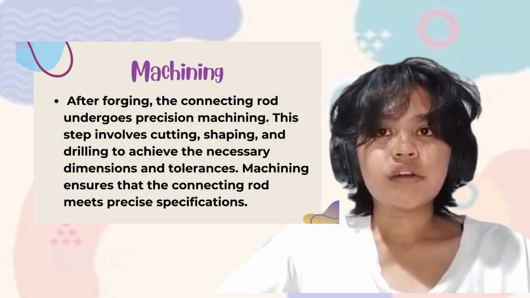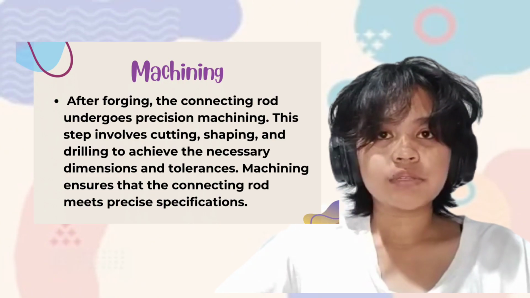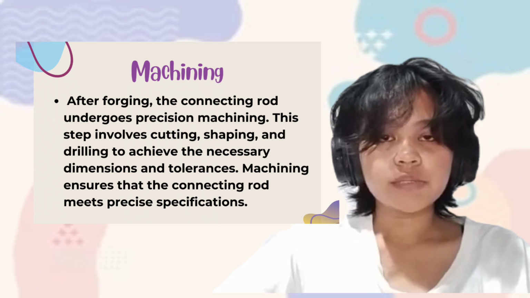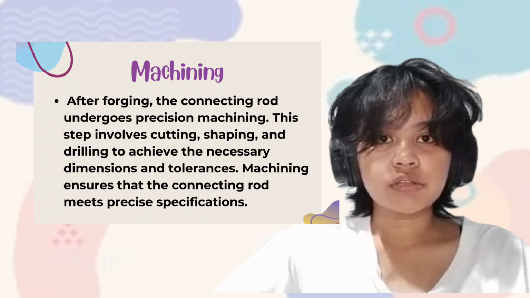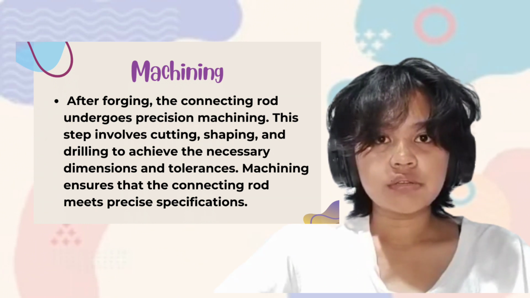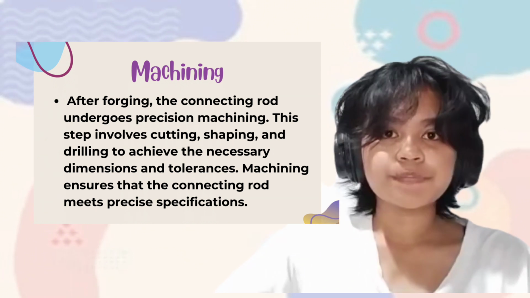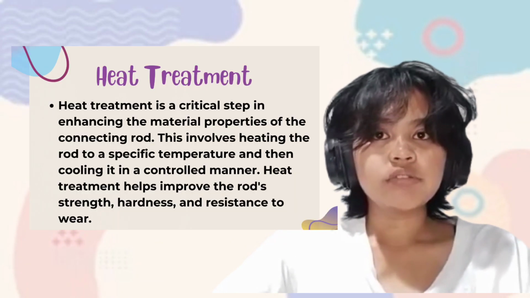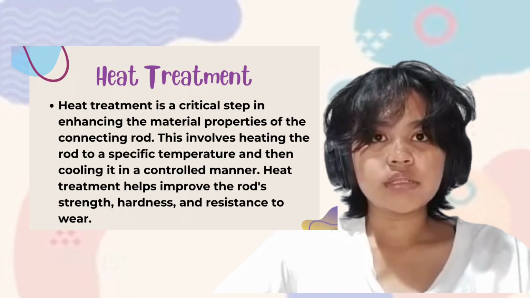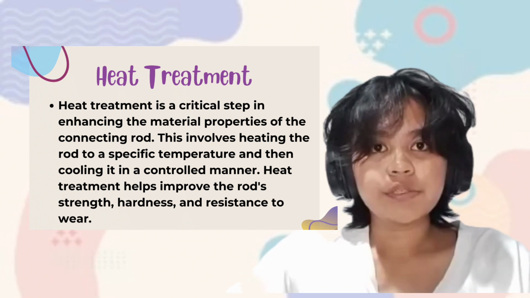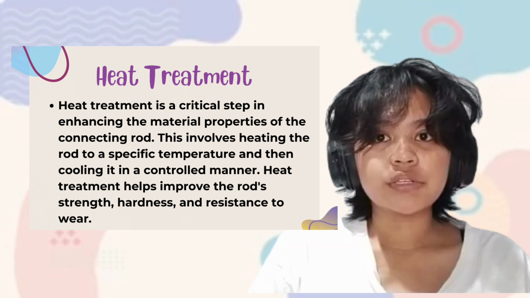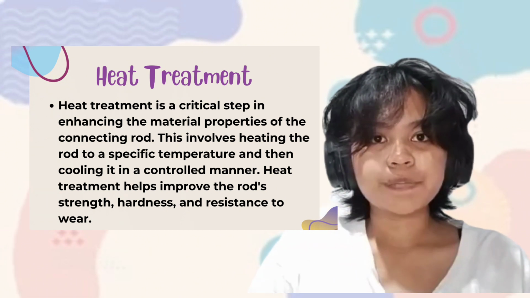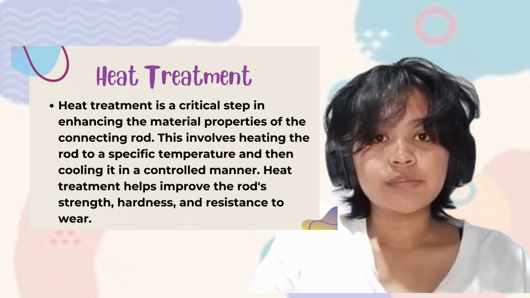Next, machining. After forging, the connecting rod undergoes precision machining. This step involves cutting, shaping, and drilling to achieve the necessary dimensions and tolerances. Machining ensures that the connecting rod meets precise specifications. Next, heat treatment. Heat treatment is a critical step in enhancing the material properties of the connecting rod. This involves heating the rod to a specific temperature and then cooling it in a controlled manner. Heat treatment helps improve the rod's strength, hardness, and resistance to wear.